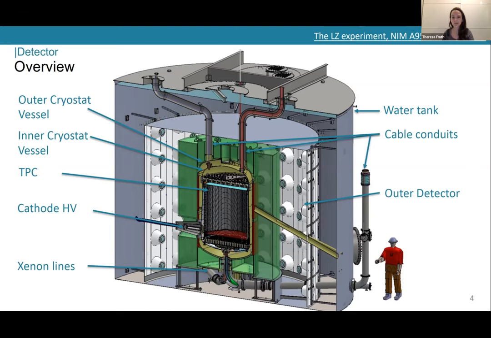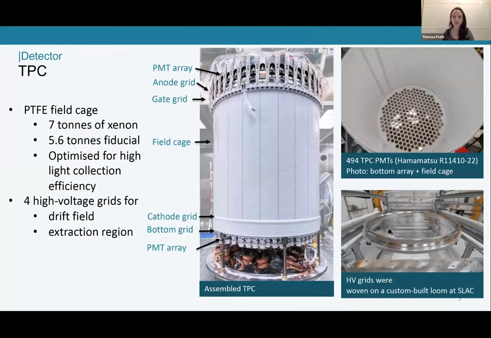Of course, there's some more infrastructure needed as well, like cable conduits to actually connect to your PMTs and readouts. The cathode high voltage is directly delivered through this conduit, and then we have xenon lines coming in at the bottom of the detector as well. And on the next few slides, I'm going to go into detail on all of these components.